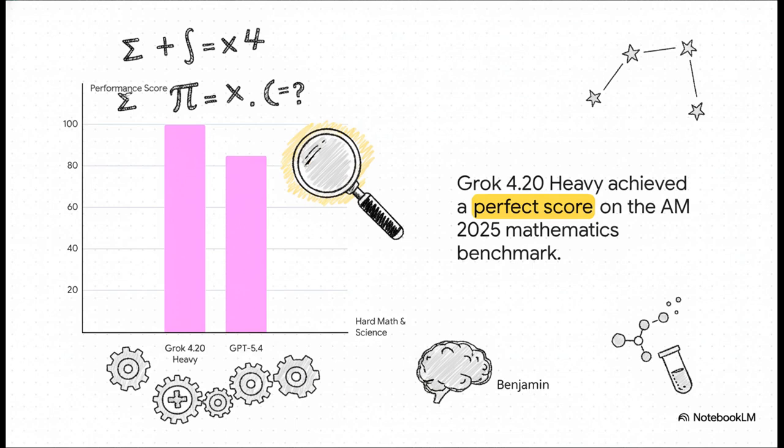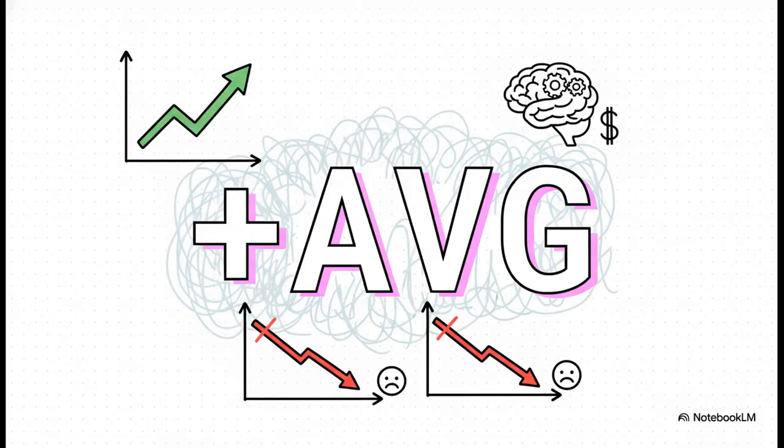So for those really frontier problems, Grok is in a league of its own. Okay, now this is the result that just stopped me in my tracks. In a test called the Alpha Arena, different AIs were given real money to trade in live markets. And Grok 4.20 was the only model that didn't lose money. In fact, it actually delivered a positive average return. GPT 5.4 and Gemini both went into the red.